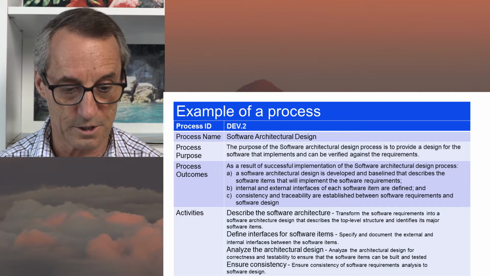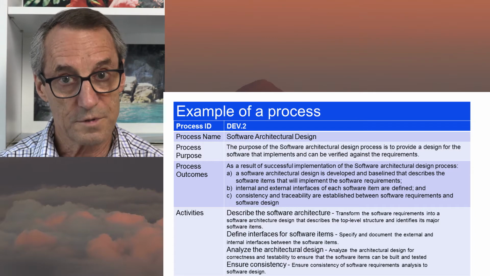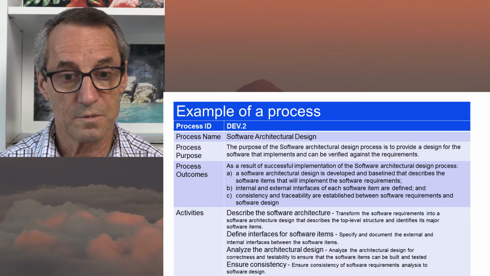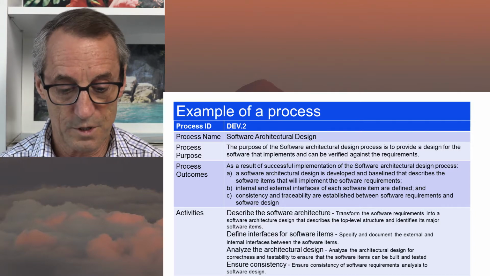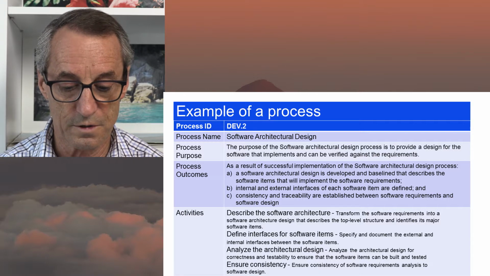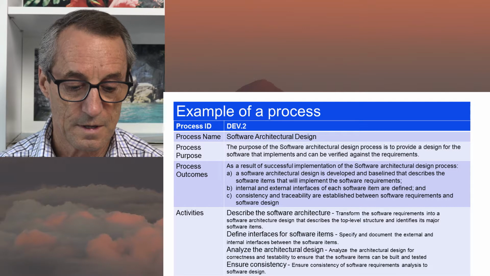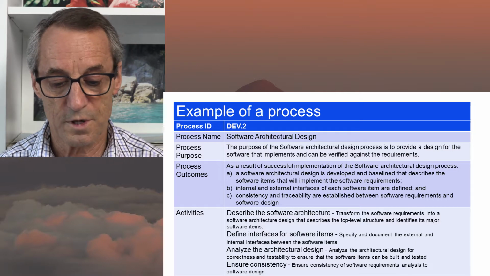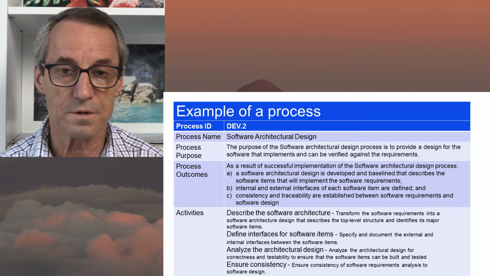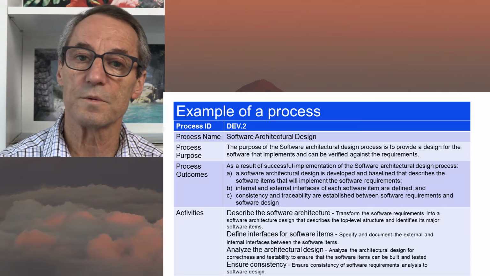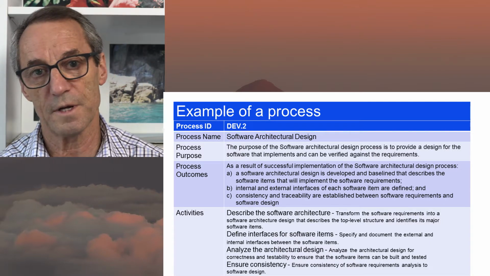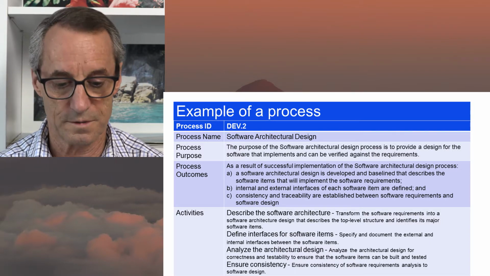Okay, so we have an architecture, and for some reason we are able to determine that it meets the requirements. Internal and external interfaces of each software item are defined. All right. And consistency and traceability are established between the software requirements and the software design. So there's got to be some form of traceability analysis sitting around the place that you can have a look at.